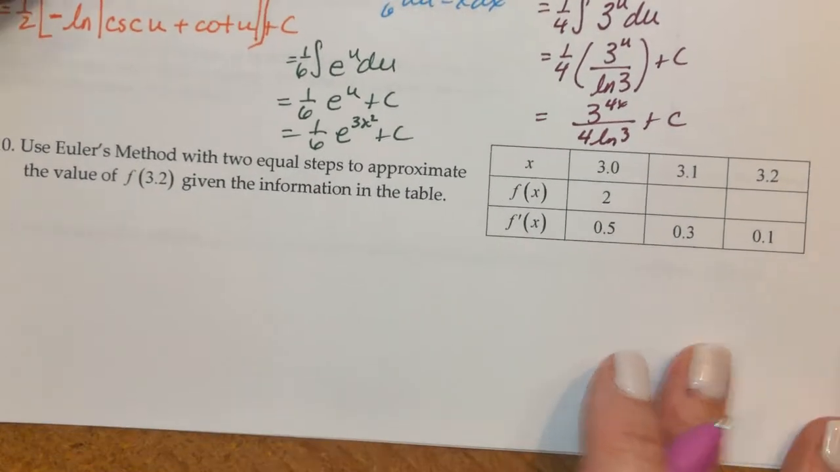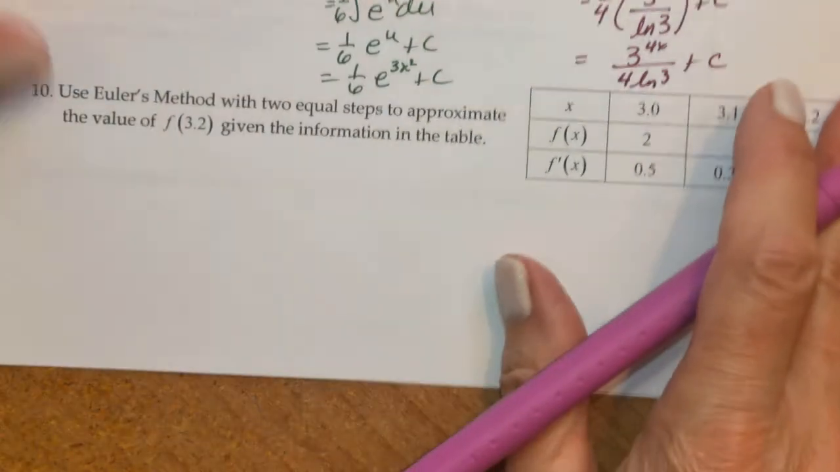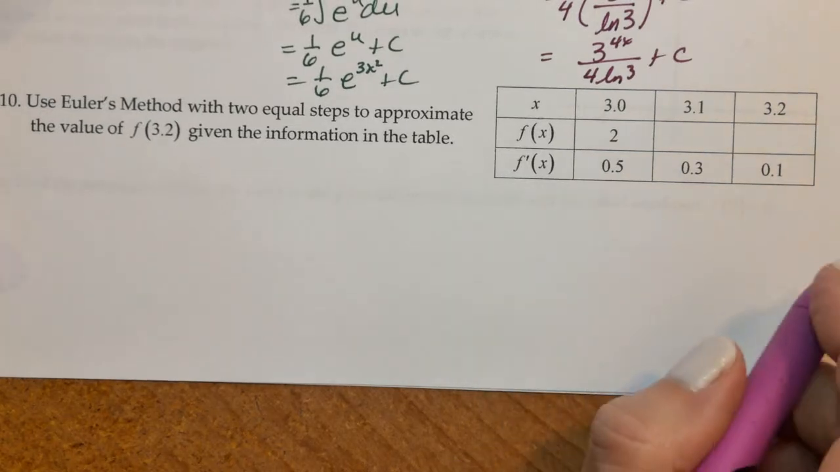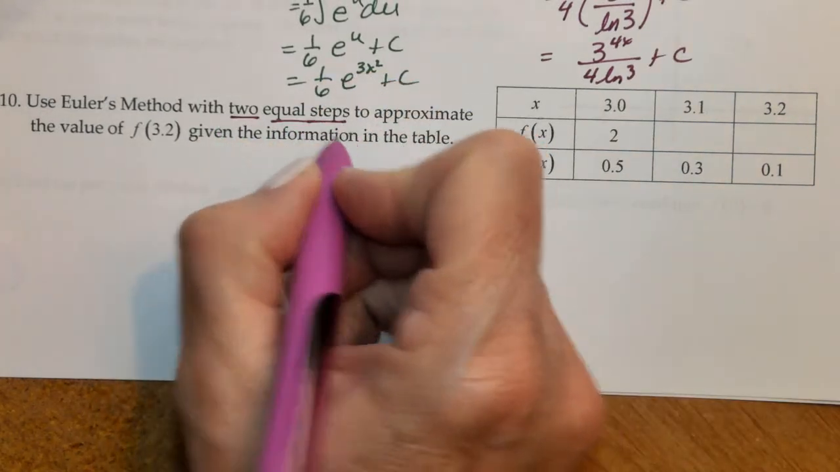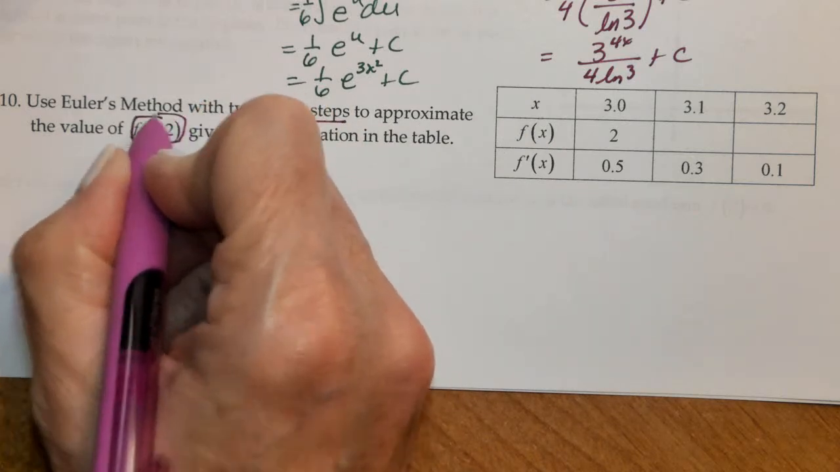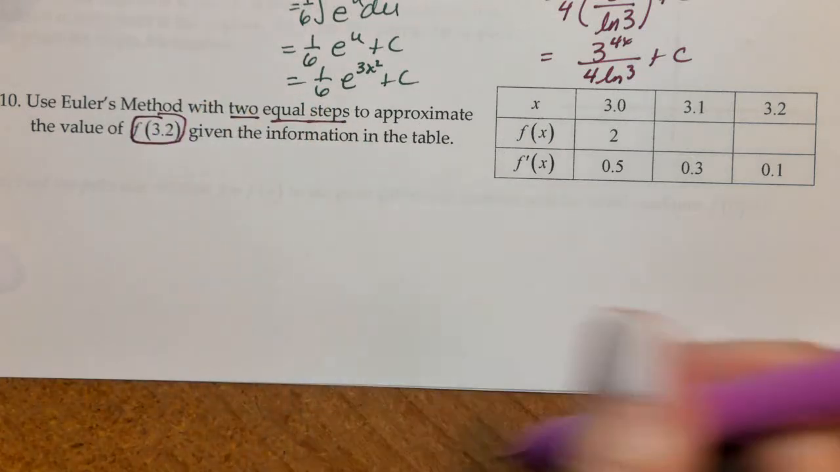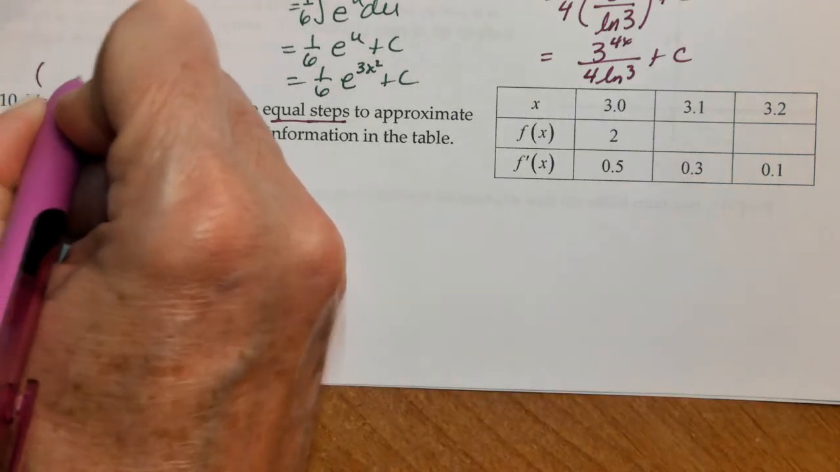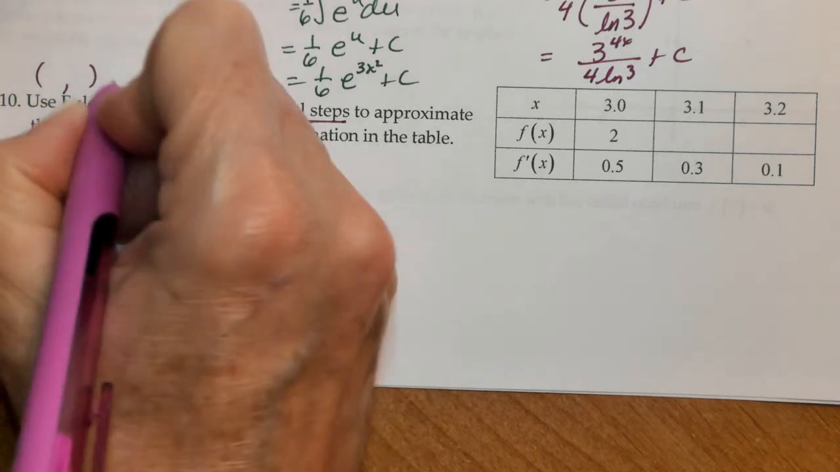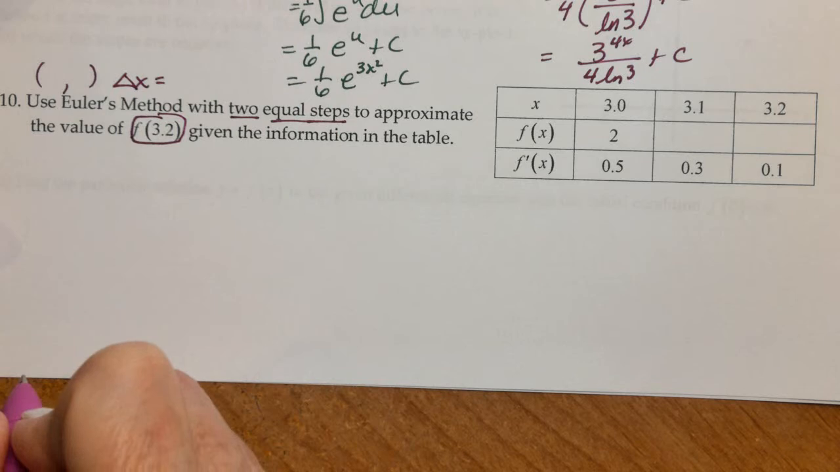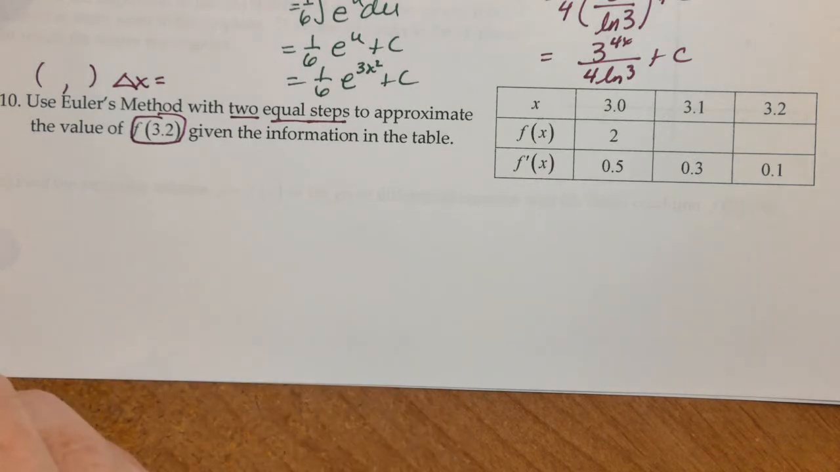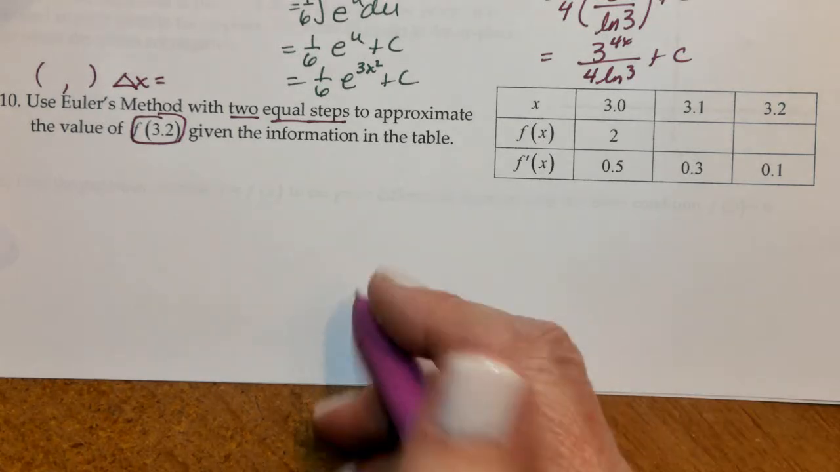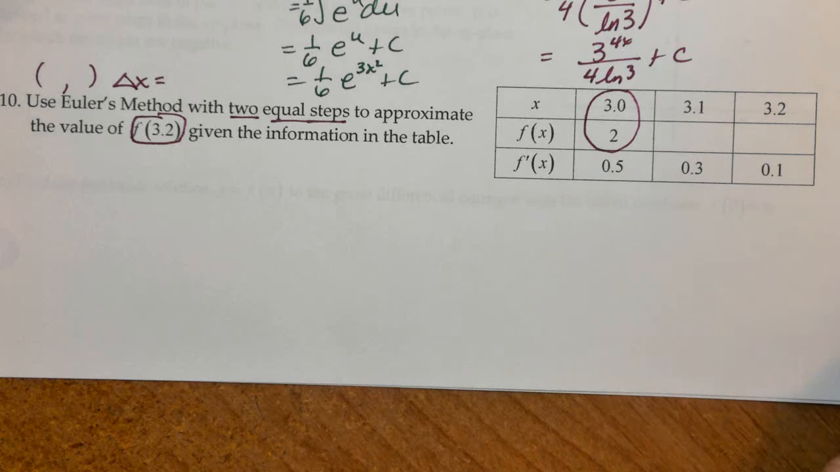All right. Next up, in this review, I have a little Euler's method for us to do. Use Euler's method with 2 equal steps to approximate the value of f of 3.2 given the information in the table. All right. Well, for Euler's method, we always need a starting point. We always need a starting point, and we always need delta x. Always. What's our starting point? Well, we're only given one point here. We're only given the point 3, 2.